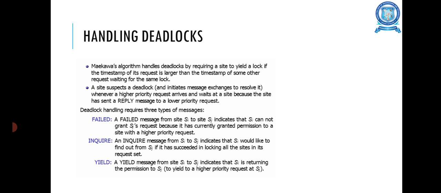Deadlock handling requires three types of messages. The first one is failed, the second one is inquire, and the third one is yield. A failed message from site Si to Sj indicates that Si cannot grant Sj's request because it has currently granted permission to a site with a higher priority request. An inquire message from Si to Sj indicates that Si would like to find out whether Sj has succeeded in locking all the sites in its request set. A yield message from Si to Sj indicates that Si is returning the permission to Sj.